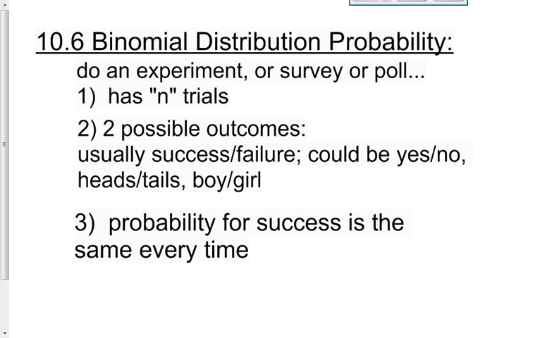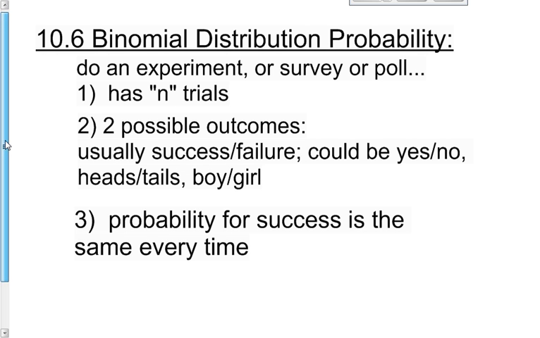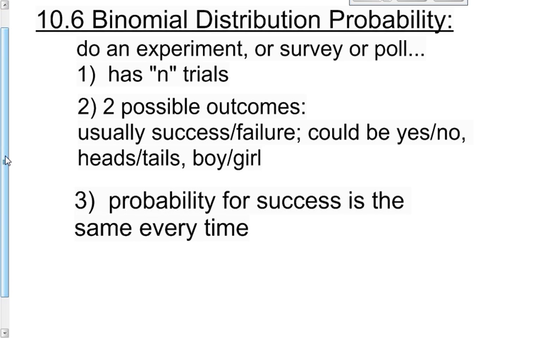In a binomial distribution probability, some type of an experiment or a survey or a poll is going to be taking place. There will be n amount of trials. Typically, you're going to have two possible outcomes. A success versus a failure. It could be a yes versus no. It could be flipping a coin, so it would be heads versus tails. It could be a birth question. What's the probability you could have boy versus girl? But it's usually two possible outcomes. And the probability for the success to happen must be the same every time.